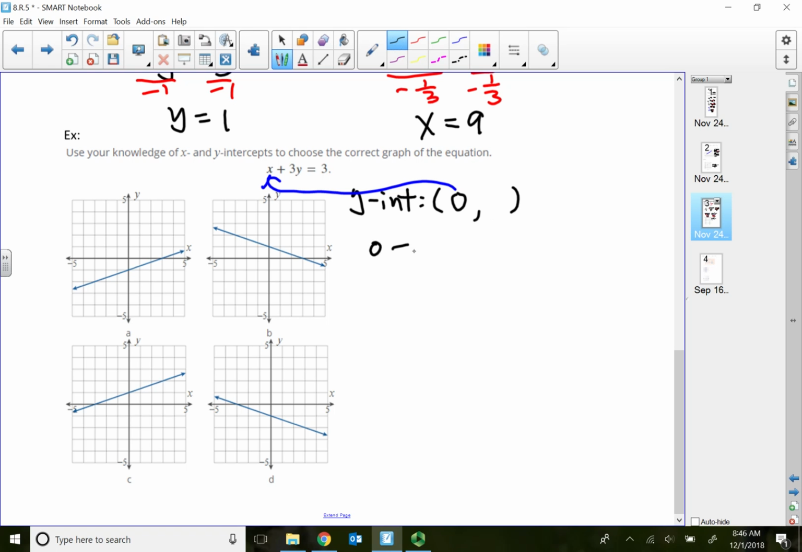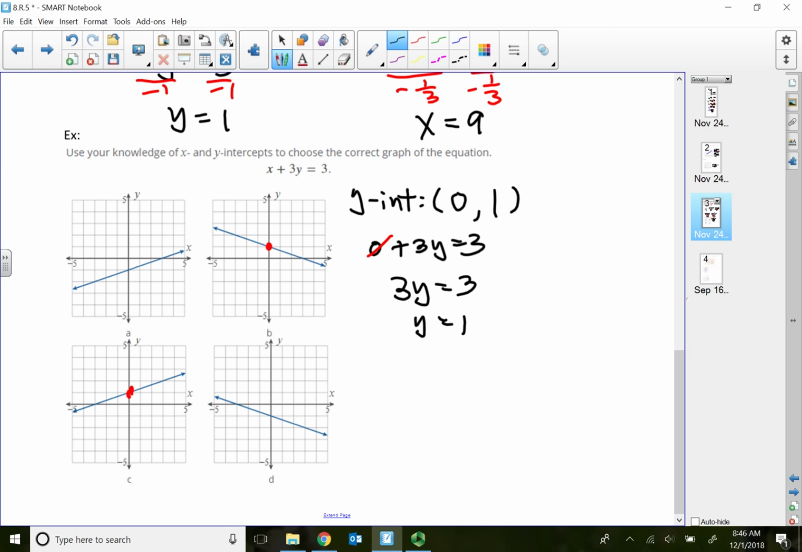So that's 0 plus 3y equal to 3. So the 0 term is gone. So that leaves me with positive 3y equal to 3. So y equal to 1. I divided both sides by 3. So (0, 1). Which graph has (0, 1)? Y-intercept is on (0, 1). It gotta be this point and this point. So I got those two choices, okay, B and C.